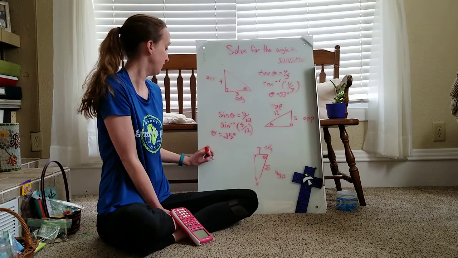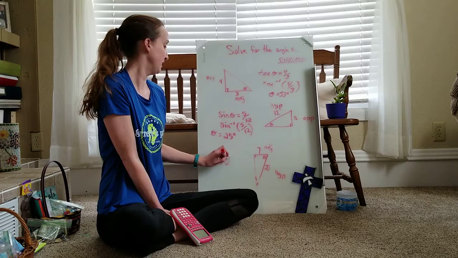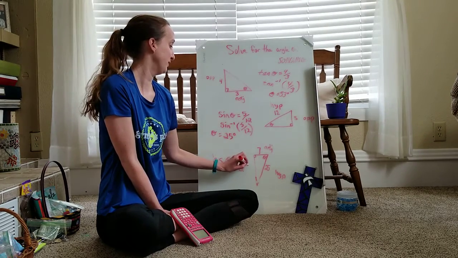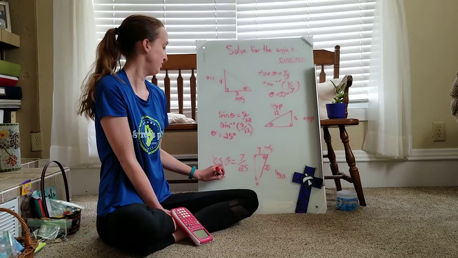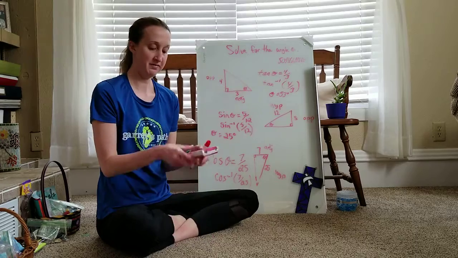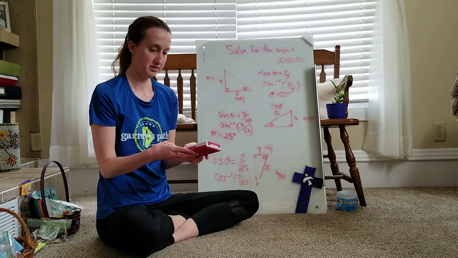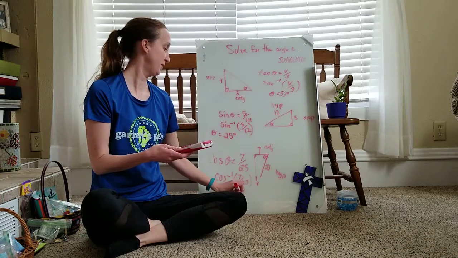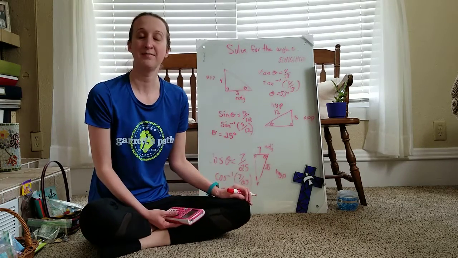That's going to say cosine of our angle equals adjacent over hypotenuse, that's 7 over 25. You're going to do the inverse of that and then round it off, about 74 degrees. I hope that's coming back to you from other math classes.